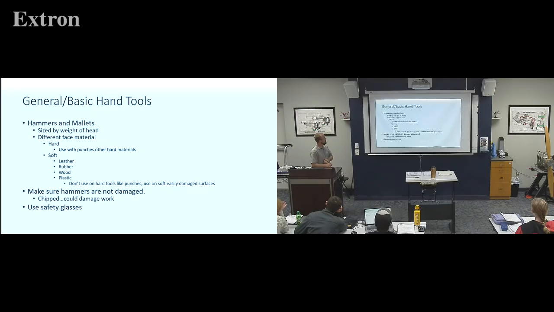All right. Basic hand tools. How many of you have not done a lot with tools? Okay, a few of you. All right, not a problem. Okay, hammers and mallets, sized by the weight of the head, with different face material that oftentimes is pretty significantly hard.